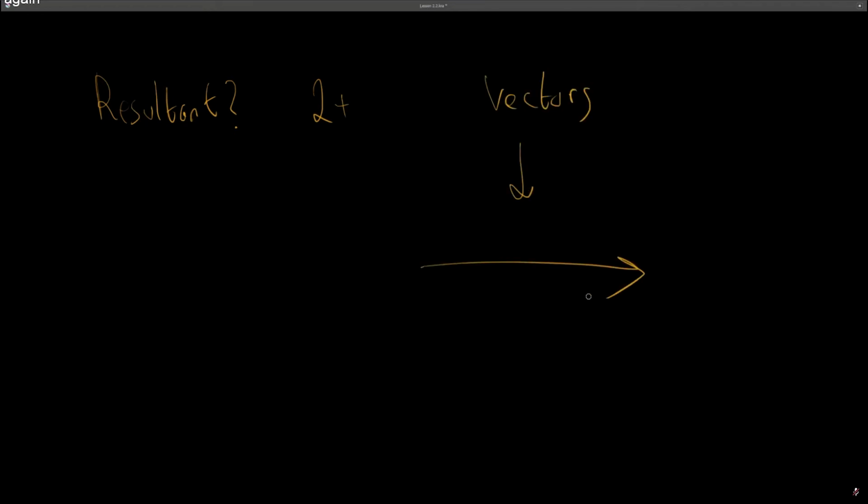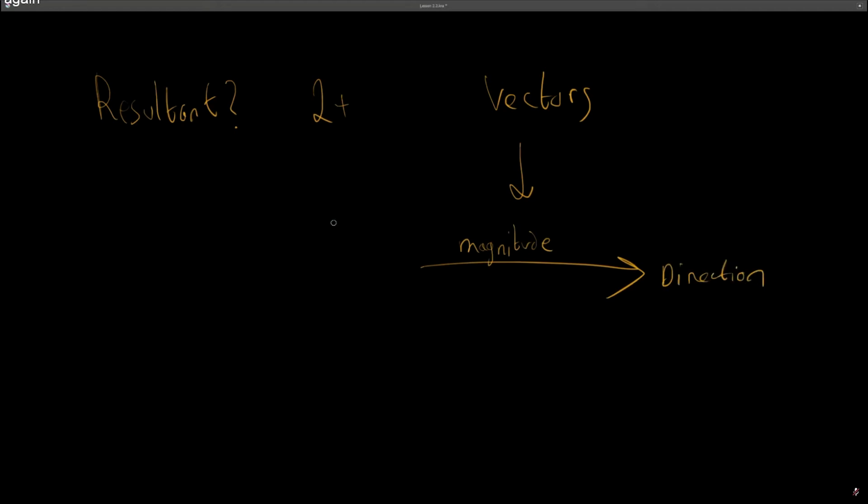So the final point for this lesson is resultant. So what is the resultant? Well, the resultant is the sum of two or more vectors. So it has to be two plus vectors. Now we know that vectors are represented by arrows. So the arrows represent the magnitude, and here's the direction, wherever it's pointing.